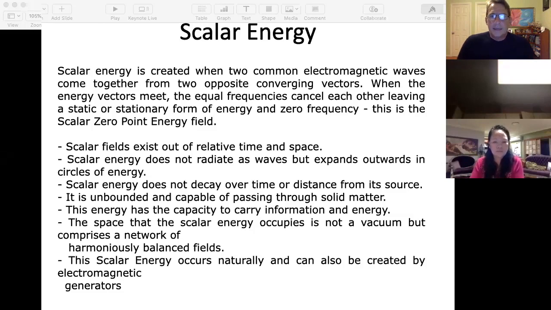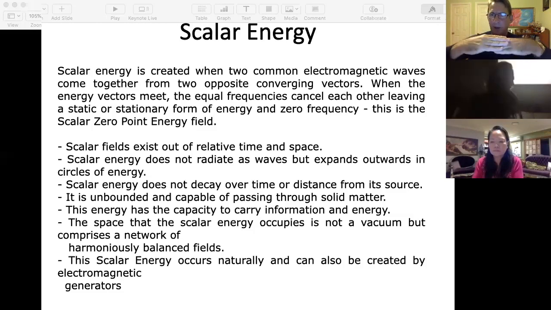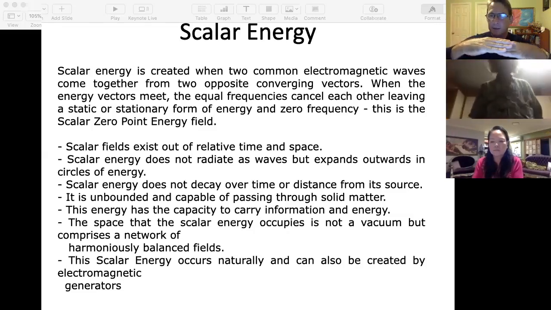Basically, they're created when you get two electromagnetic waves that are coming from opposite directions, converging and completely matching in their frequencies and their wavelength. And as they come in and they overlap, they neutralize each other. So the electromagnetic component is neutralized, but that leaves behind what we call a zero frequency or a scalar 0-point energy field, which results in these scalar waves.